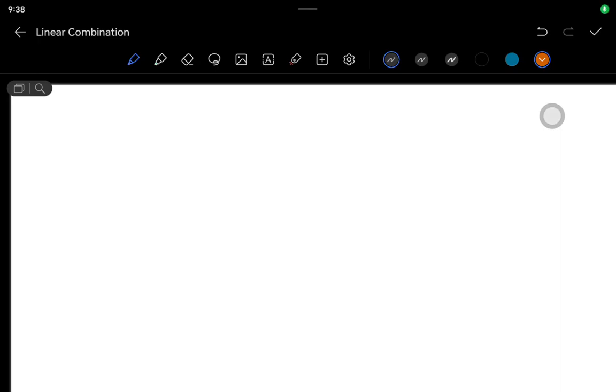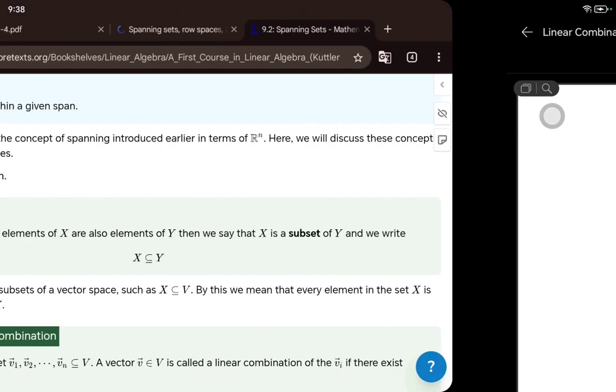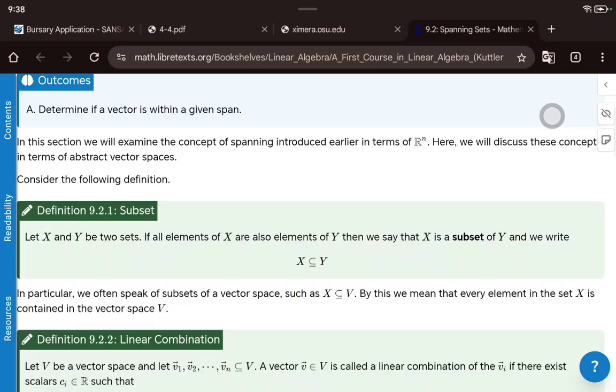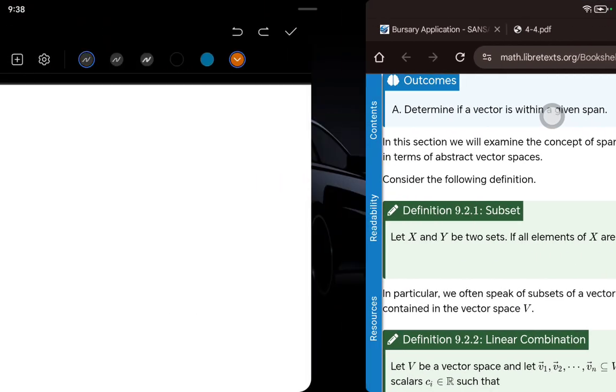So, guys, now we're going to be talking about the linear combination, and also the spanning sets, right? First, if we come to this, we're given a definition that we spoke about in the last class. They say that if we let x and y be two sets, and if all elements of x are also elements of y, then we say that x is a subset of y.